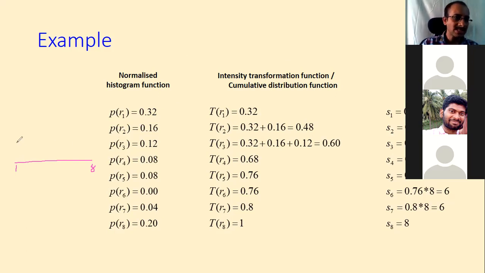Right. So the first frequency of ones is 0.32. Okay, normalized frequency. That itself is a PDF. That itself gives the intensity distribution at 1. How many pixels have the intensity of 1 among all the pixels that we have in the patch? Correct? So in that way, how does it look?